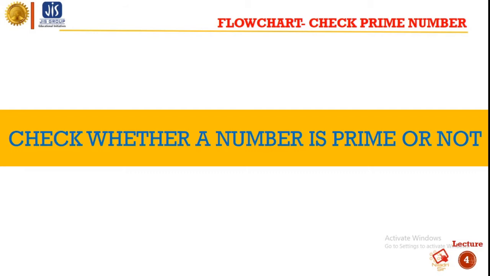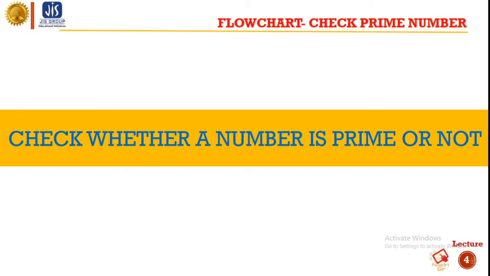So what is the logic behind it? We will check. Suppose you have told me to check whether 15 is a prime number or not. So what is my concept? I will first check. As I know that 1 is divisible by every number, I will start from 2.